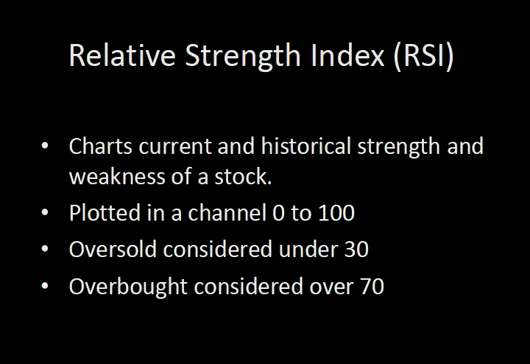So let's do a quick review on the RSI or Relative Strength Index. It charts current and historical strength and weakness of a stock. It's plotted in a channel from 0 to 100. Oversold conditions are considered under 30, and overbought conditions are considered over 70.